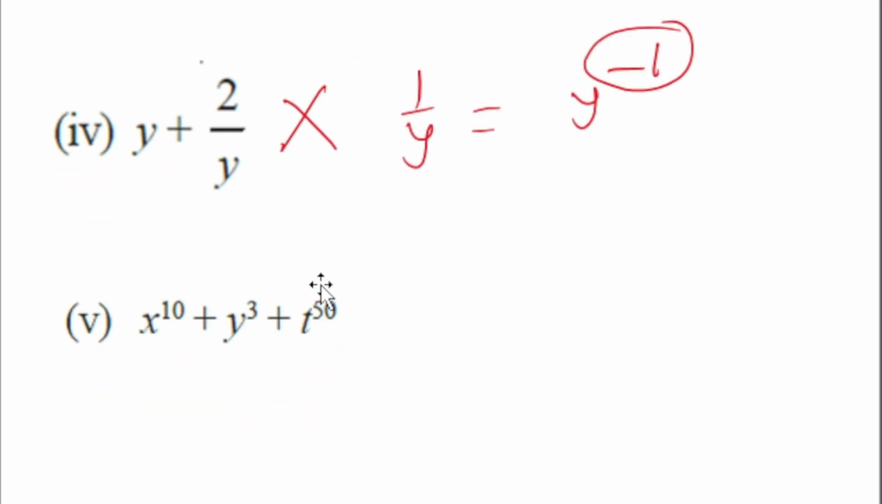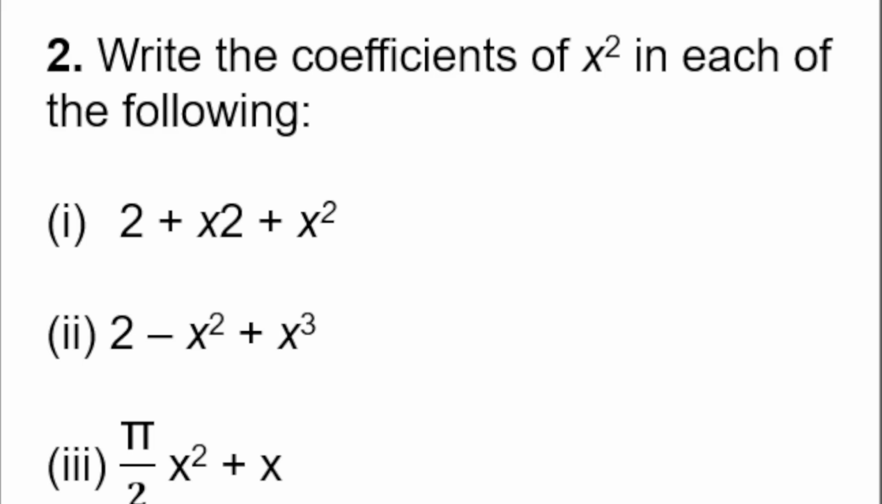And similarly, in this case, the powers are 10, 3, and 50. All are whole numbers. Therefore, it will be a polynomial. But this is not a polynomial in one variable. It is in three variables. There are three variables: x, y, and z. Right? This is question number 2.